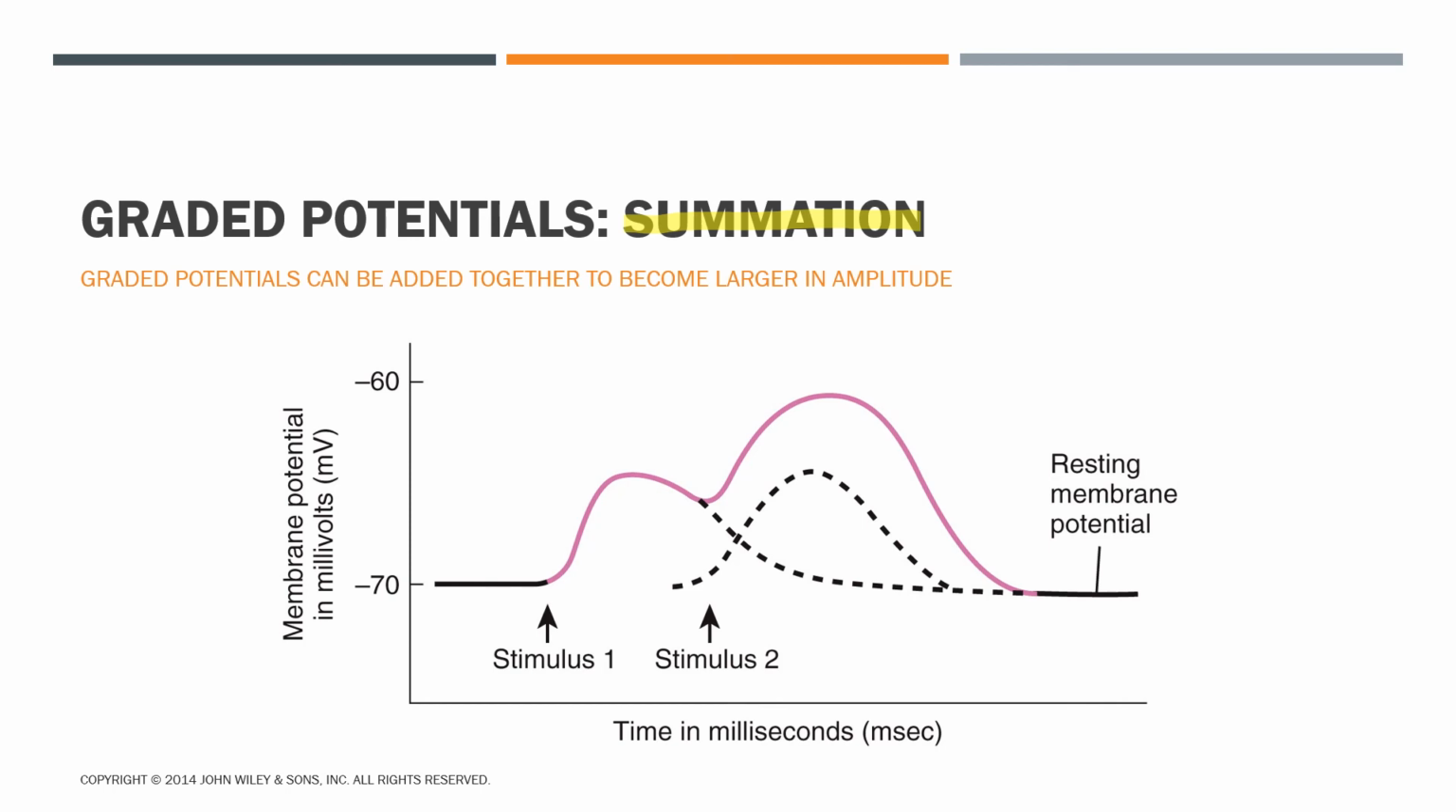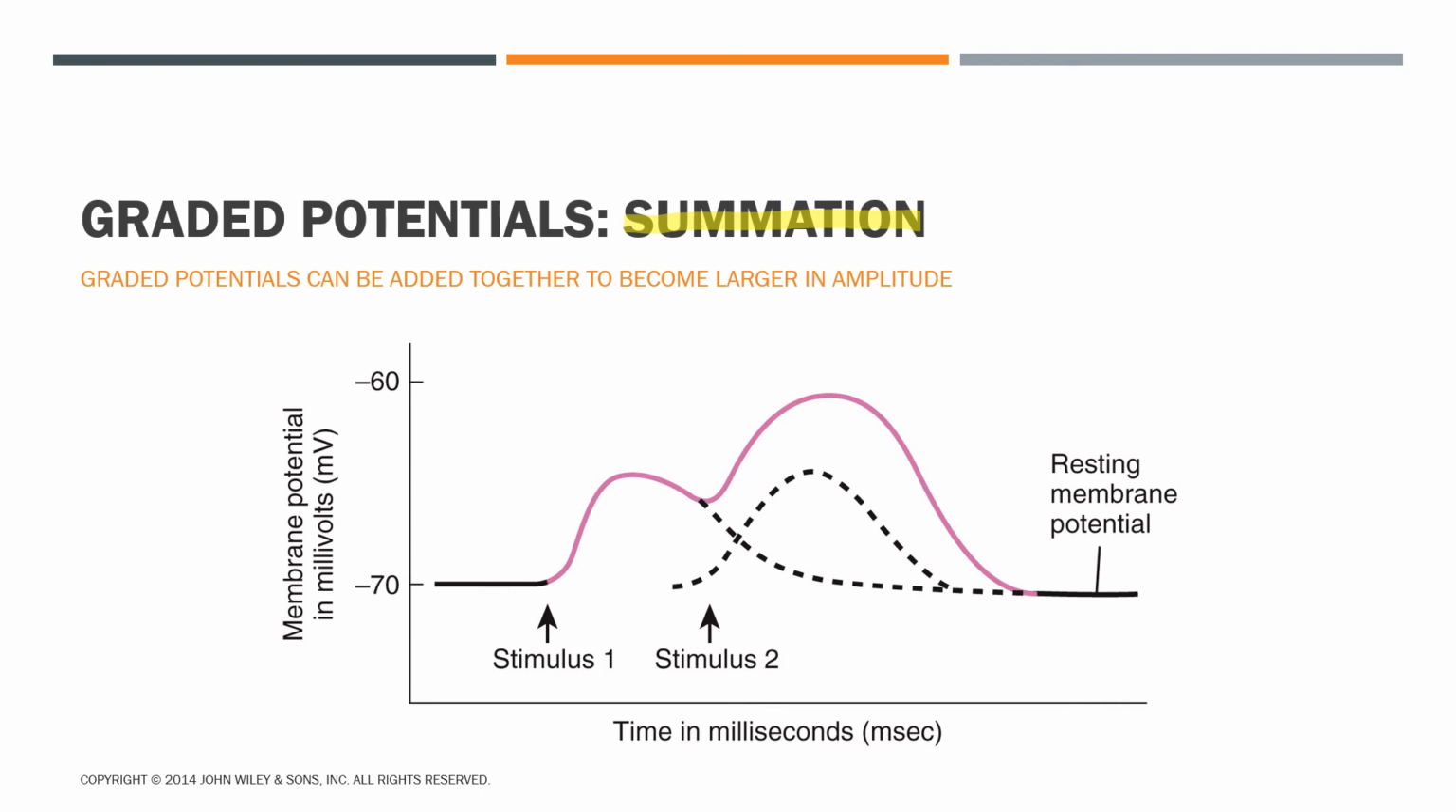And then if we have two equal but opposite graded potentials summating, one depolarizing and one hyperpolarizing, they'll cancel each other out. And the net result is that the graded potential disappears.